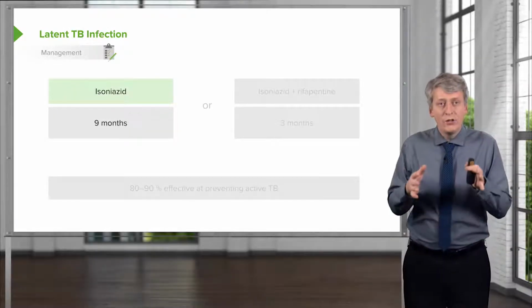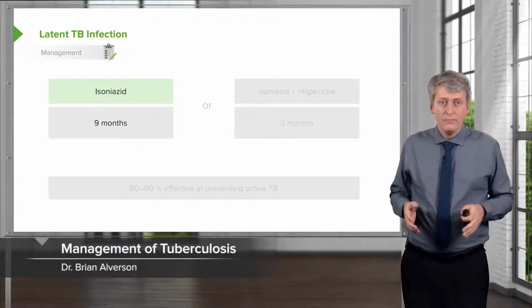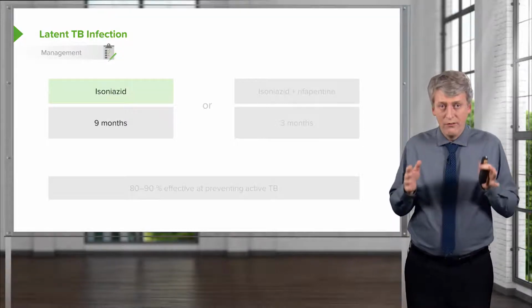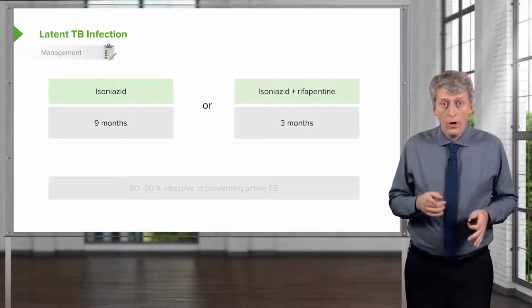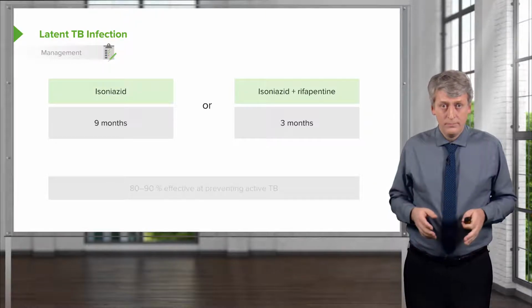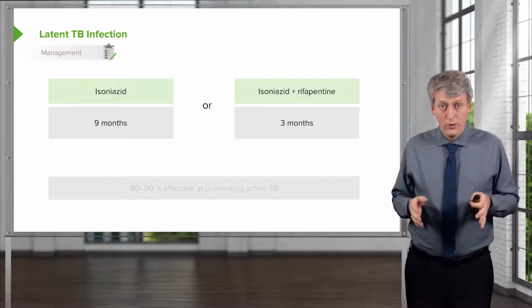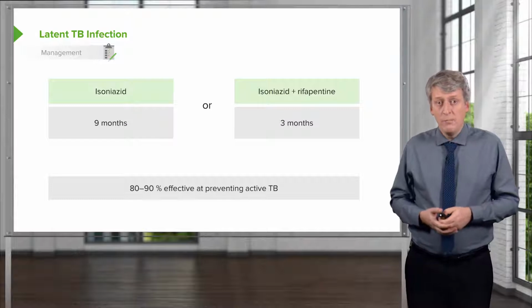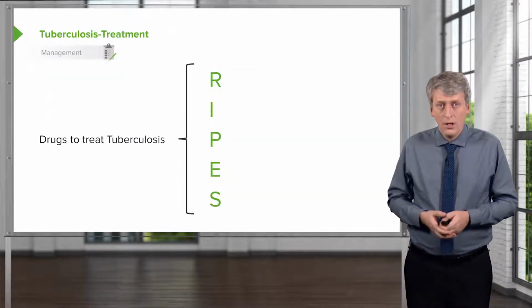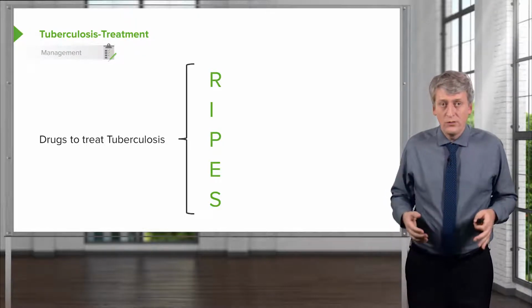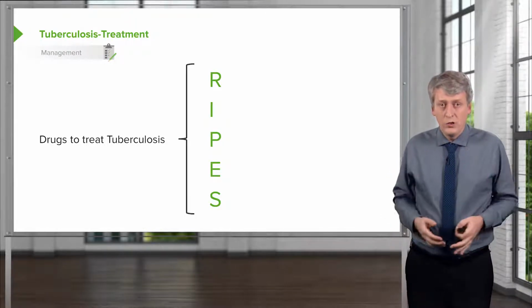So we manage latent TB slightly differently. Typically what we will do for those patients is we will provide them 9 months of isoniazid or 3 months of isoniazid plus rifampin. That usually does the trick, and these patients generally do not go on to develop full TB. It's about 80 to 90% effective.